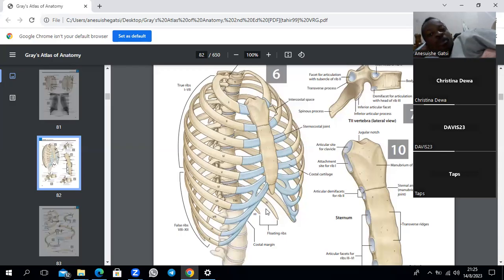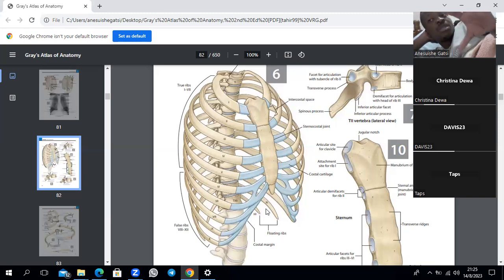Because when we do abdominal organs, we find that, for example, the spleen is related to the 9th, the 10th, and the 11th rib. The kidney, if you're on the left side, is related to the 11th and the 12th rib, which are the floating ribs. If you're on the right, it's only related to the 12th.